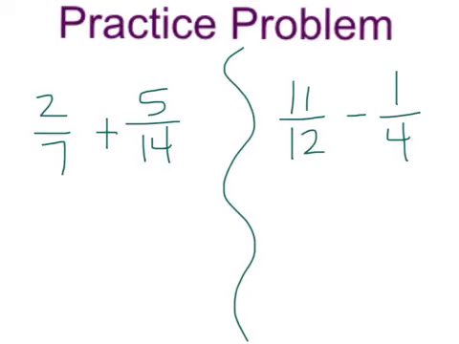Here is your practice problem of the day. Find the answer to these two problems, 2/7 plus 5/14 and 11/12 minus 1/4. Don't forget to find common denominators first by listing the first 5 multiples of each of the denominators in each of these two problems. If you do not find a common multiple at first, keep listing until you do. When you do, change the denominators and the numerators by multiplying them by whatever number it takes to make the denominators match. Then add or subtract.